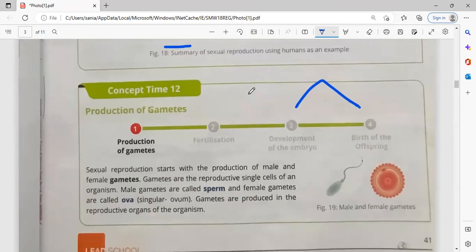Yes, ma'am. So you will first write production of gametes, then you will write this, then we'll do the second one, fertilization. Ma'am, can you just mark from where to where I have to write? You have to write the entire paragraph. Oh, okay.